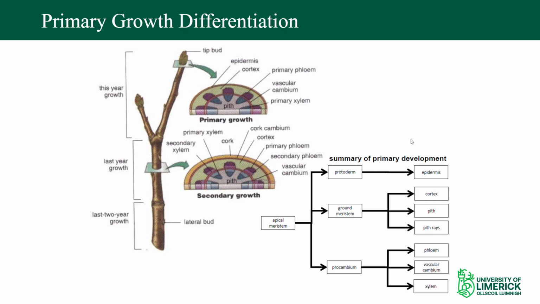so summary of primary development. So apical meristems, then we can divide off into three main areas. We can look at protoderm, so epidermis, which is eventually going to become part of our bark or underneath the cambium layer. We've got our ground meristems, so we're looking at cortex, pith rays, so that's the structure within the tree itself. And then we've got the procambium, so the procambium is going to become the cambium layers, and it's going to become our phloem and xylem system, so it's basically our vascular system within the tree.